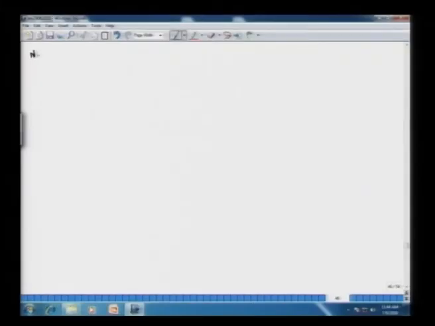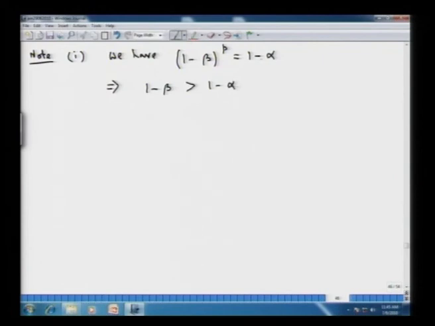Now, make a note of the following observations. Since we have 1 minus beta to the power p equal to 1 minus alpha, this would imply that 1 minus beta is going to be greater than 1 minus alpha, because both alpha and beta lie between 0 and 1. We have a quantity 1 minus beta raised to the power p equal to 1 minus alpha, and hence we would require 1 minus beta to be greater than 1 minus alpha. That is straightforward.